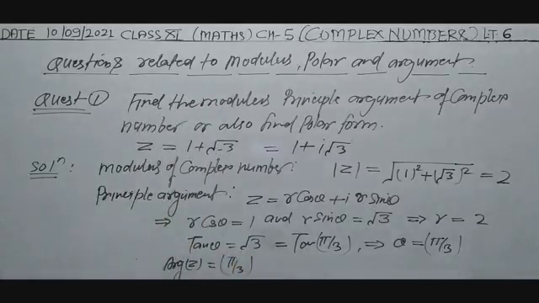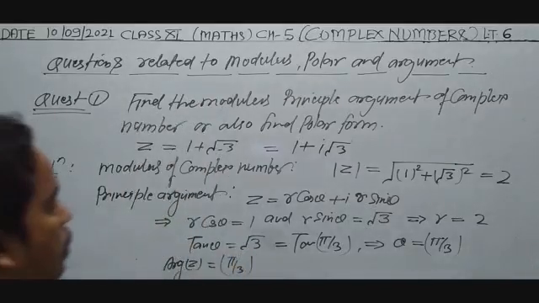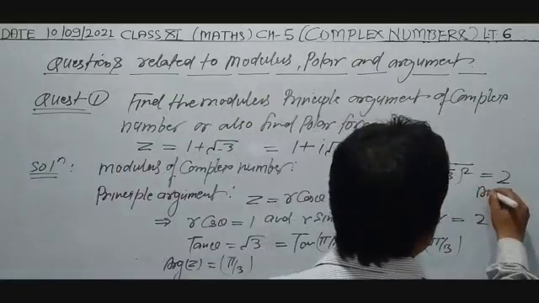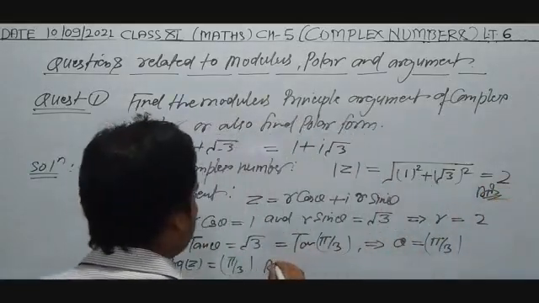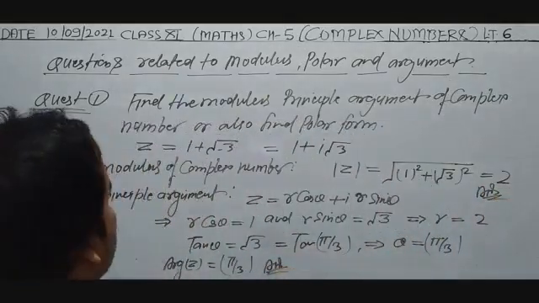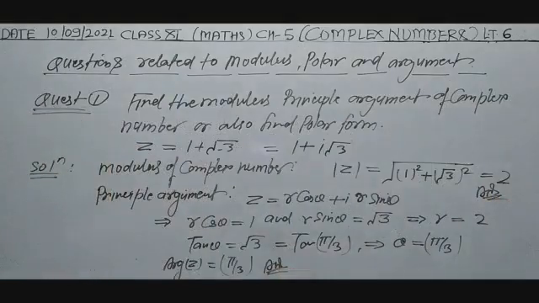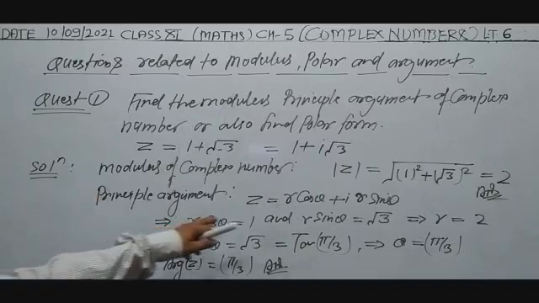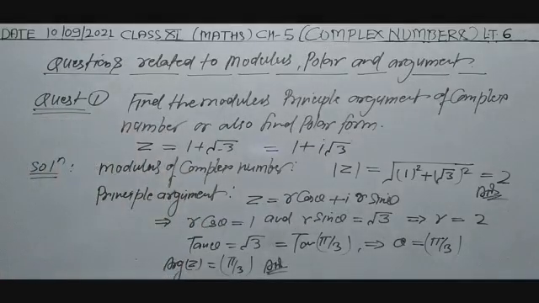Now in polar format, we have to find the polar form. The polar form is r cos theta plus i r sin theta. You know theta and r, so you can put the values of theta and r in this polar format equation, and you will get the result.